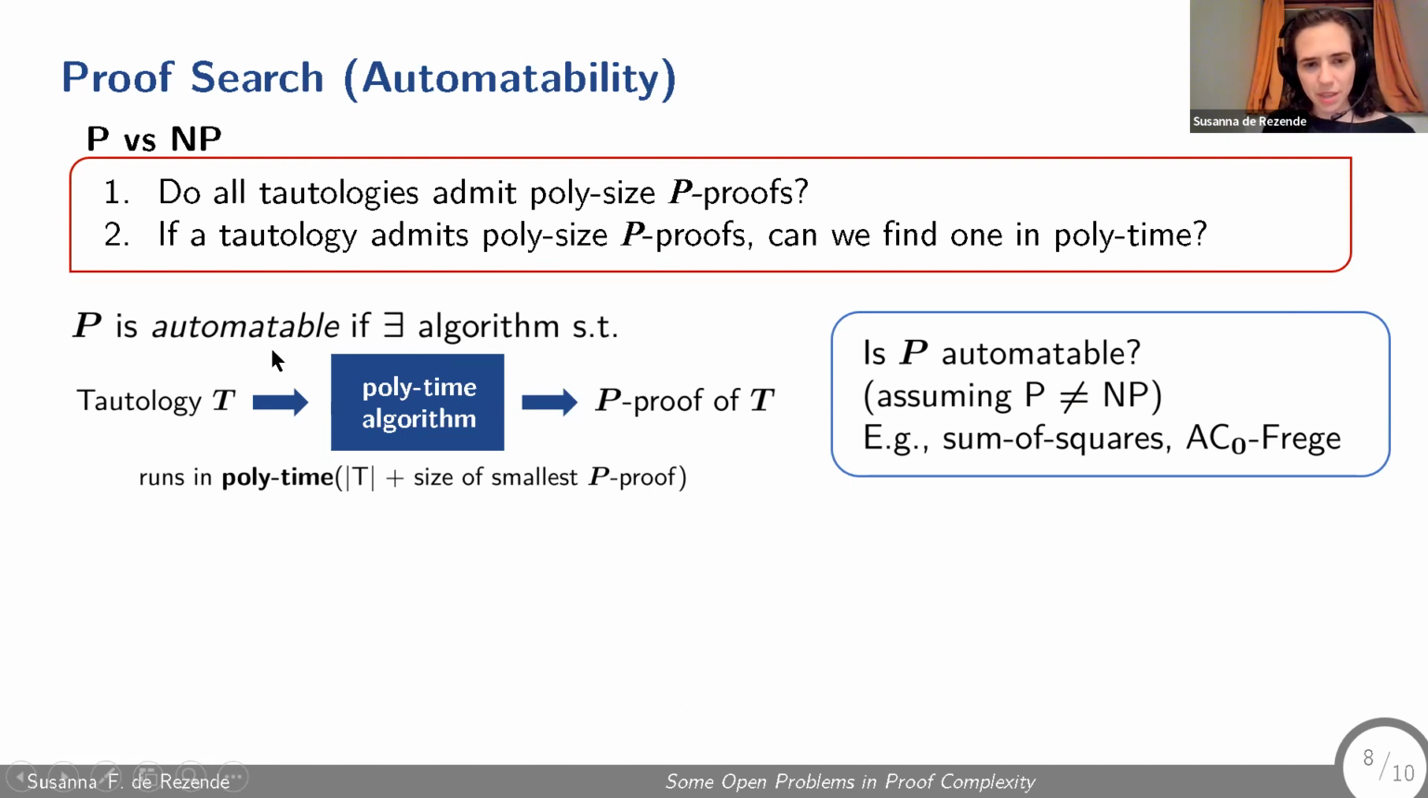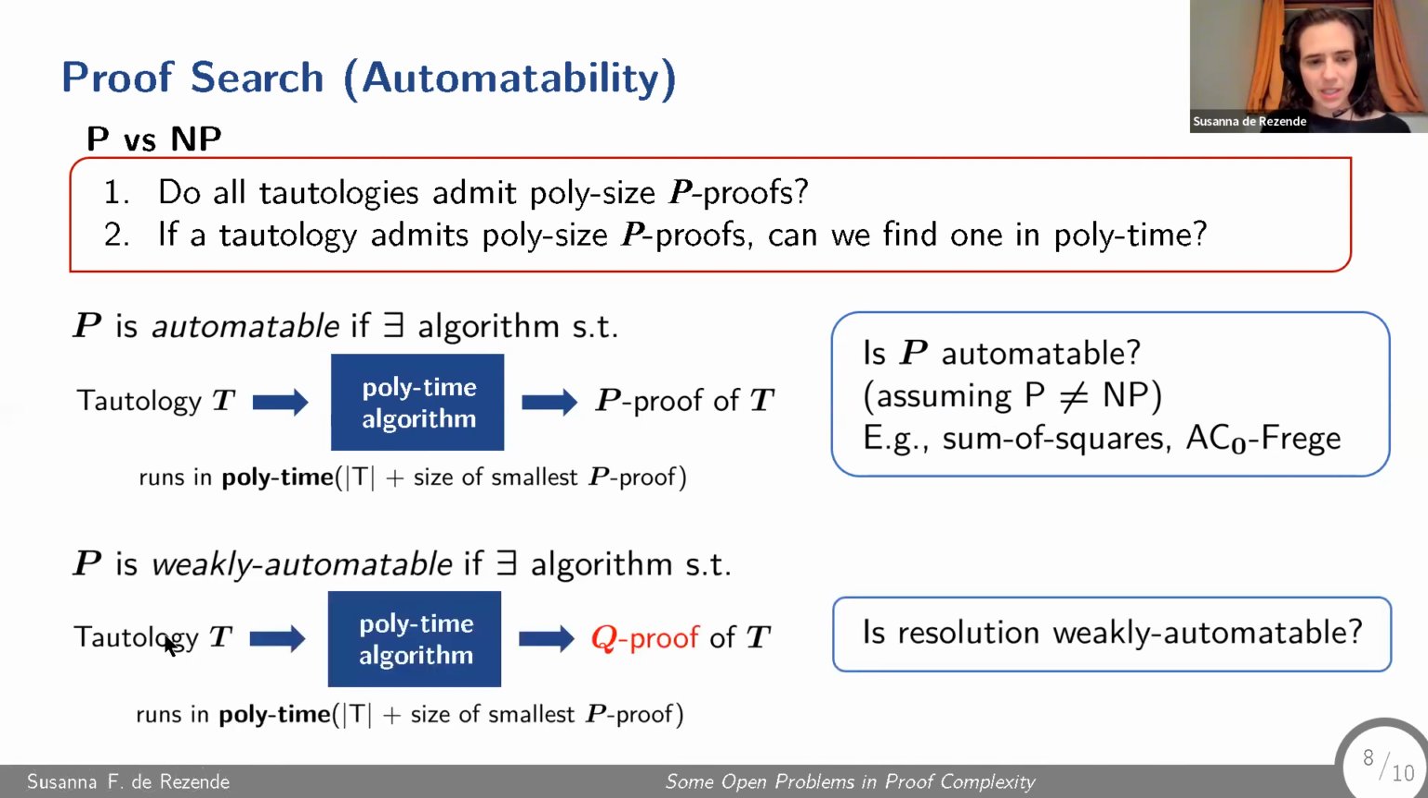So a proof system is said to be automatable if this is the case, and there are several proof systems for which we don't know how to prove that it's non-automatable, assuming P is not equal to NP, like sum of squares or bounded depth Frege. And then there's the notion of weak automatability, which is very similar to automatability, but the algorithm is allowed to output any proof of the tautology, not necessarily a P proof. And the big question here is whether resolution is weakly automatable.